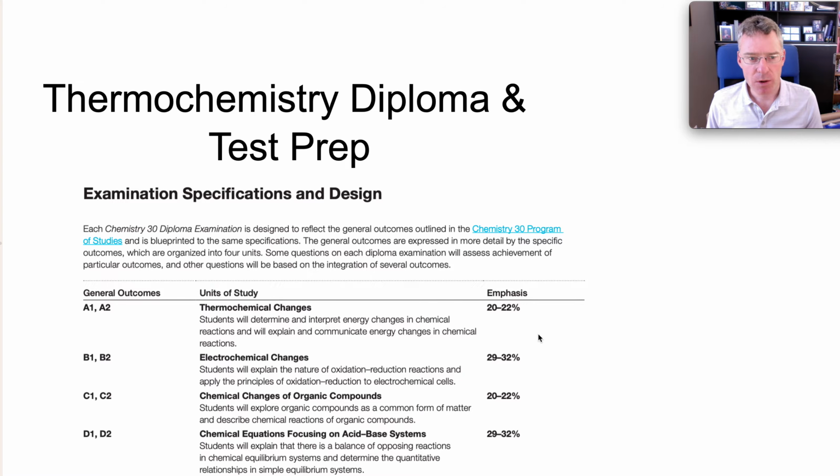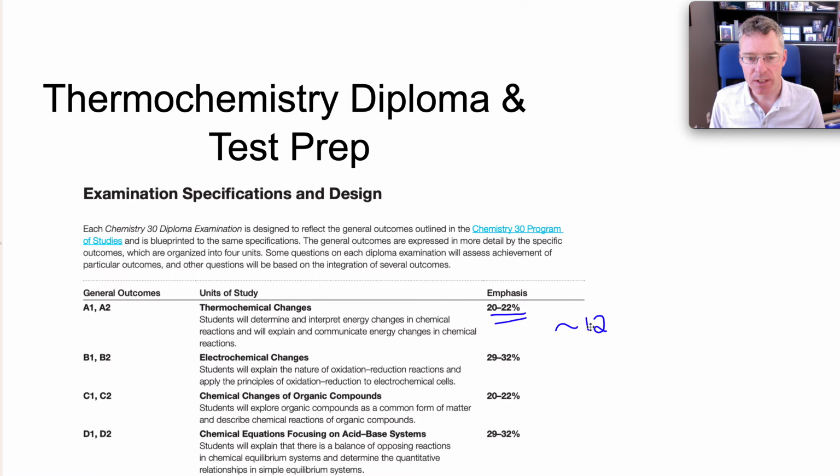Specifically for the diploma, and that is for this year 2022-2023, but these weightings never really change. Thermochem is going to be a little over 20%, so you'll probably see in your grade book a similar weighting for this unit. Out of the 60 questions, that means you're going to get approximately 12 on Thermochem. So the outcomes, 20 or so, are going to have to be sort of condensed into just 12 questions.